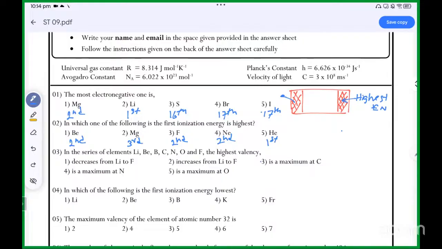So there is no argument. Helium has the highest ionization energy, right? So there is no need to check the others. This is how you check the ionization energies of this given set.